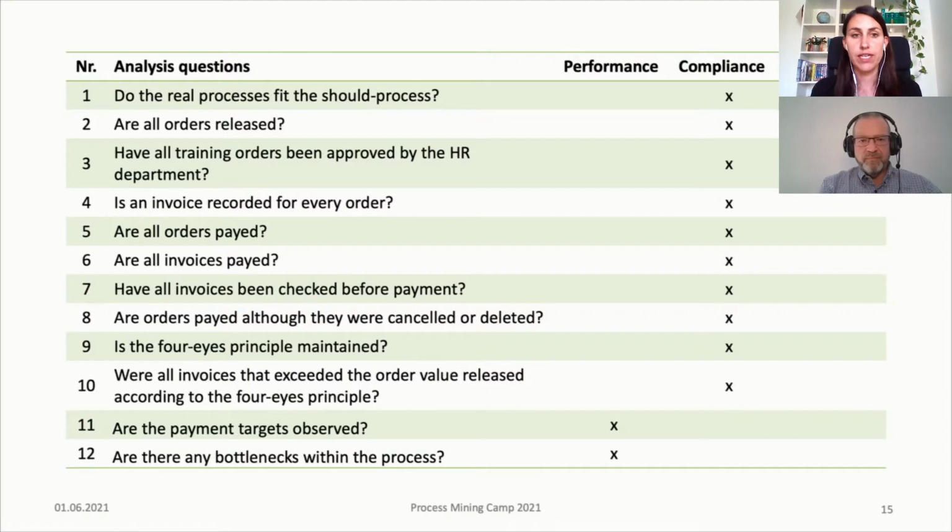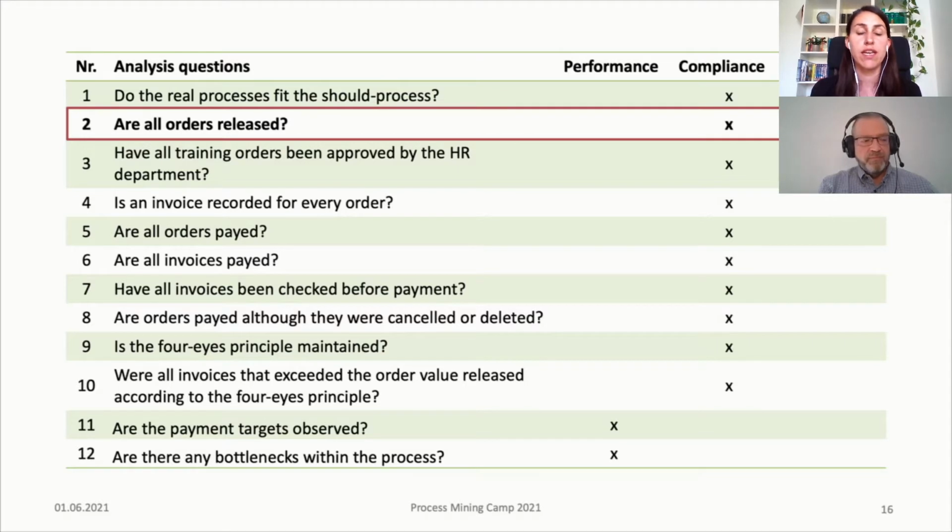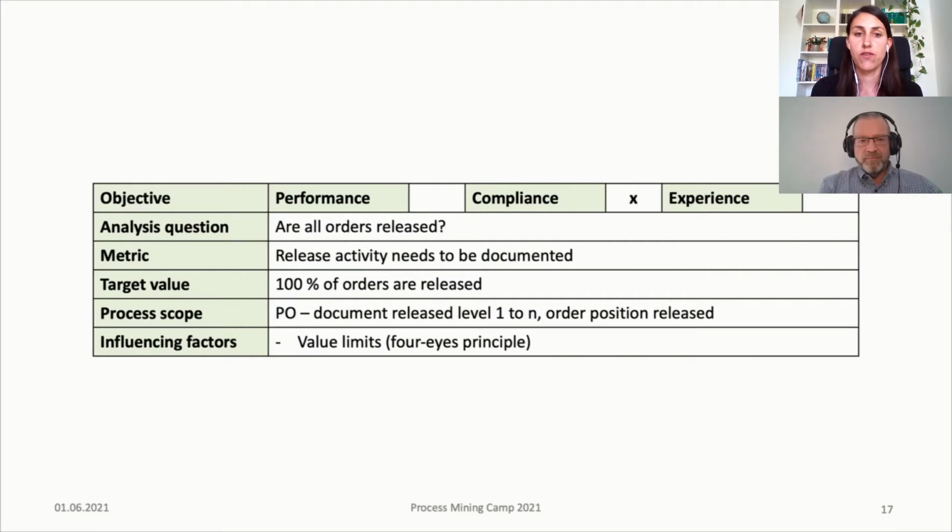So this is a quite general overview of the analysis questions, and in the next step I want to show you how we made them more concrete in order to really make them measurable and get an overview about what data we need. So for this, I take one example. It's the question if all orders are released. And we see here on this table that we define specific points for each audit question.